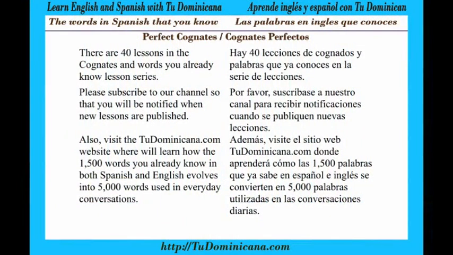There are 40 lessons in the Cognates and Words You Already Know lesson series. Hay 40 lecciones de cognados y palabras que ya conoces en la serie de lecciones.